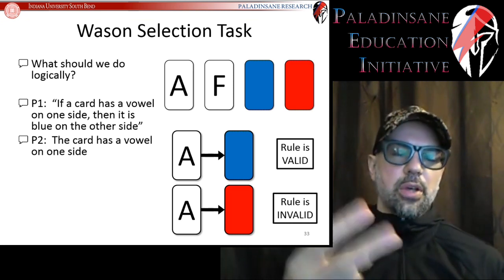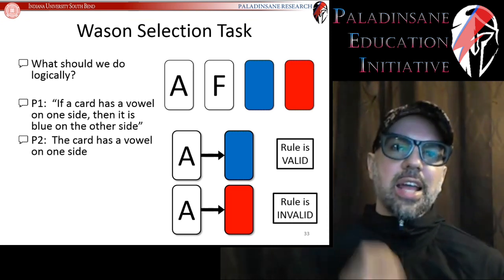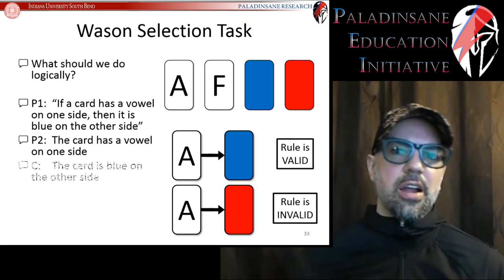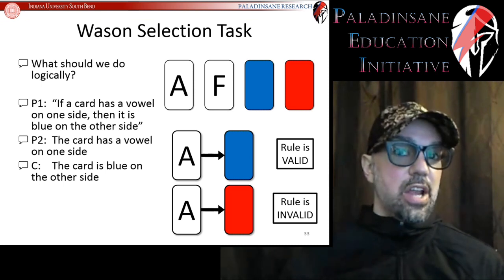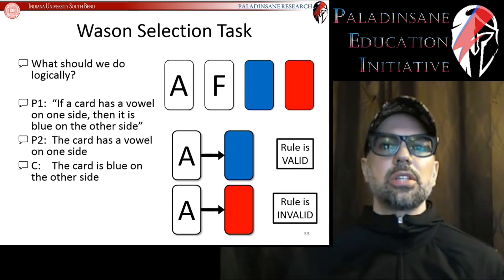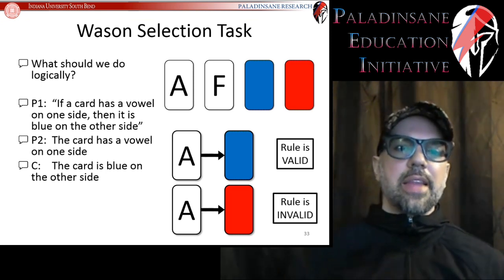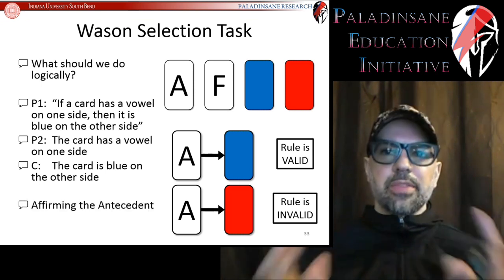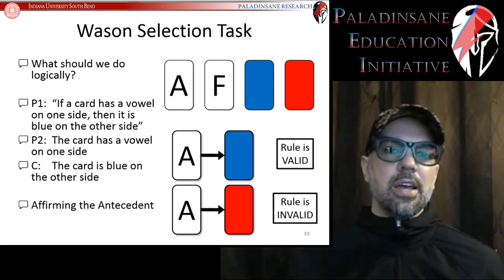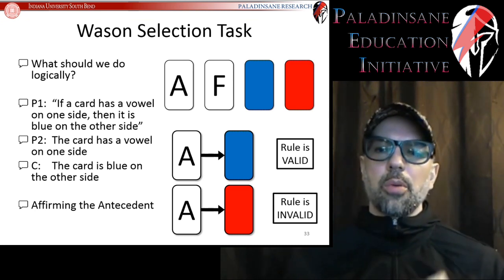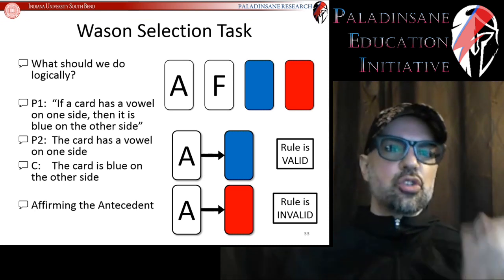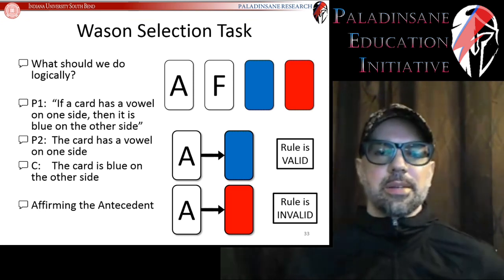So we know that those two premises lock in the conclusion that the card has to be blue on the other side. If we find out that it is not blue on the other side, we can conclude that the rule has been violated, and that is because this is a valid argument. This is affirming the antecedent. So this is the first one that we should flip. We should flip the A card. More importantly, we should flip the P is true card, affirming the antecedent.